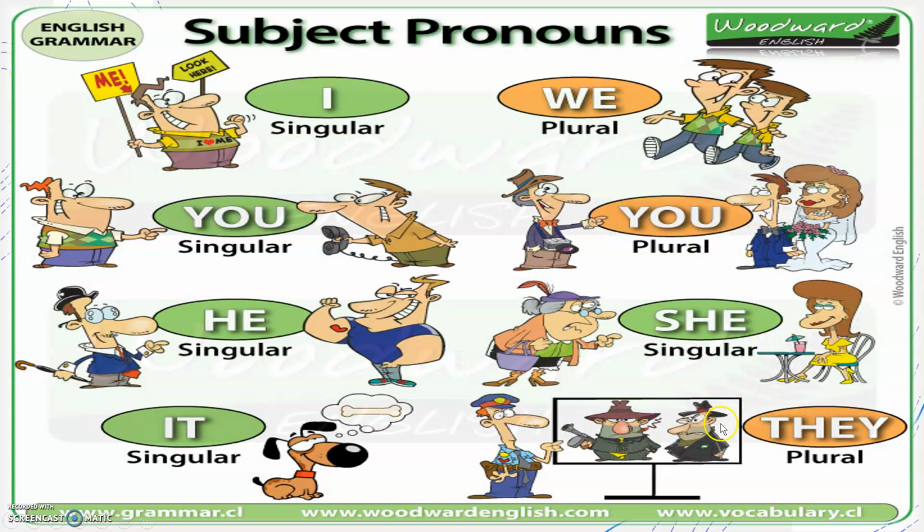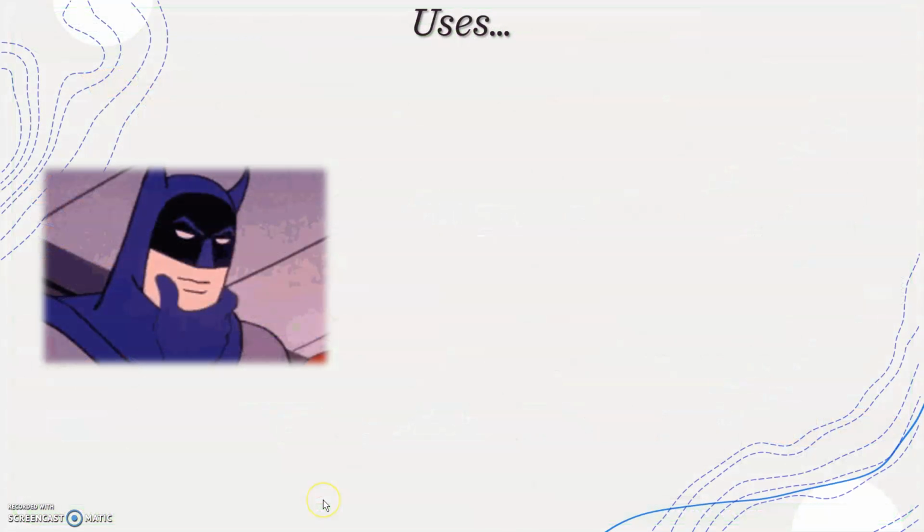Now we have they. They refers to plural, of course, the third person plural. For example, I could say, they are my friends. For example, Julian and Maria are my friends, so they are my friends. Okay, so these are the subject pronouns. You probably have seen them before.